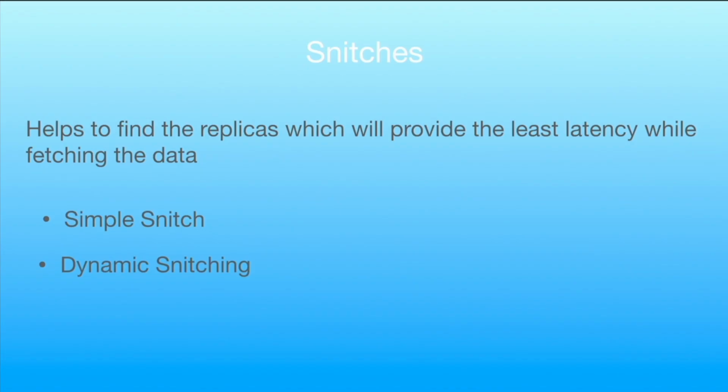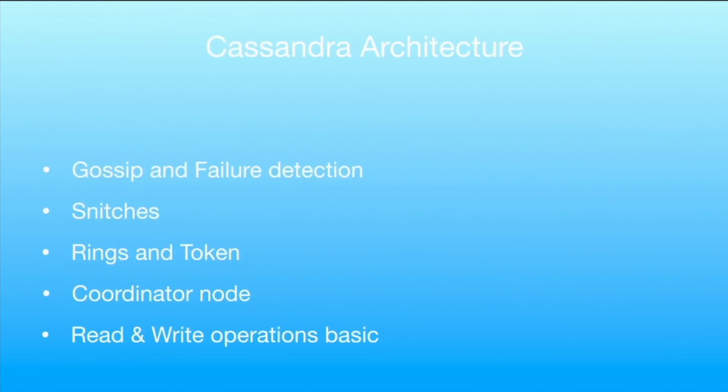As we have discussed earlier, the gossiper keeps on tracking the health of the various nodes. It also keeps track of the latency of the various nodes. The dynamic snitch uses that data to identify which of the nodes will provide the minimum latency for read and write operations. So the gossip protocol provides failure detection as well as contributing to dynamic snitching, and dynamic snitching is used for making the database faster by identifying the nodes which will provide the data with the minimum latency. Okay, let's move ahead to the rings and tokens.